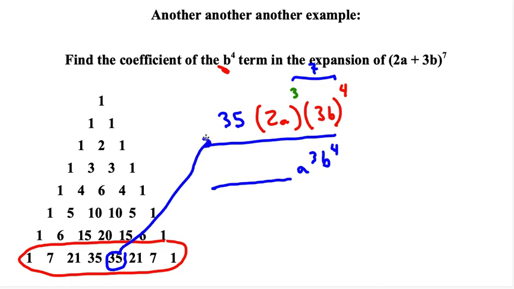Now, I would strongly recommend a calculator at this point. 2 cubed is 8, times 3 to the 4th, which we figured out before is 81, times 35 is 22,680. Now, there are no negatives, so we can just write 22,680. So our final answer is indeed just that, the 22,680. And that concludes our examples.